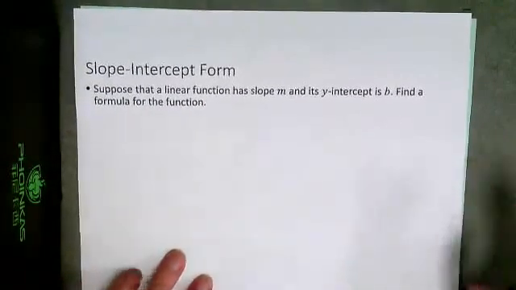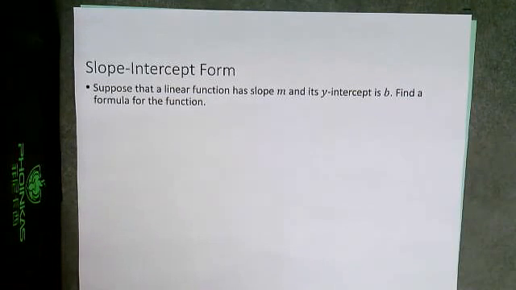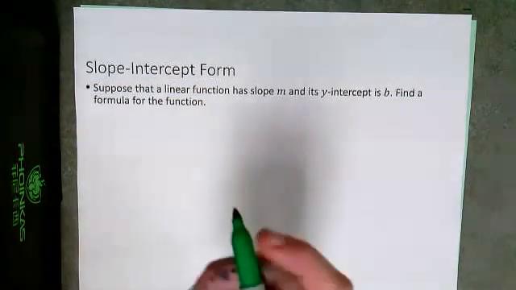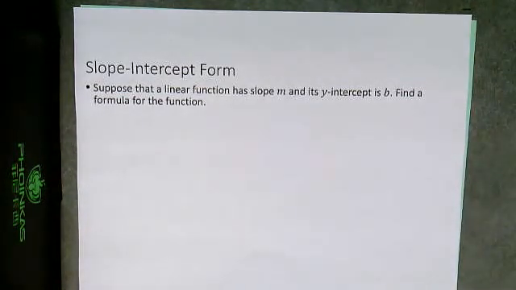So, slope-intercept form. Suppose that a linear function has a slope m and its y-intercept is b. Find a formula for the function. Well, we're going to use our good old point-slope form as well. Yes, we're going to do that. So we're going to look at it like this.